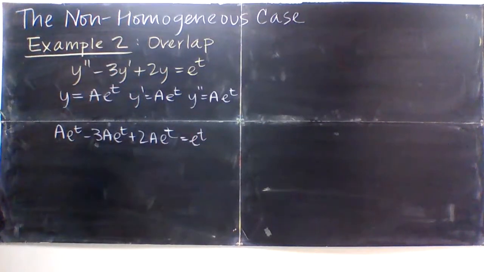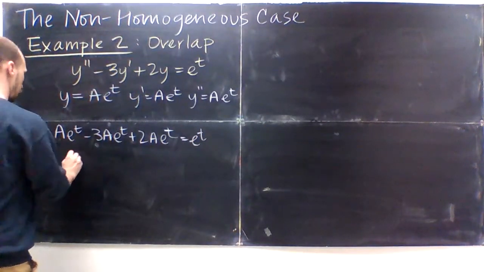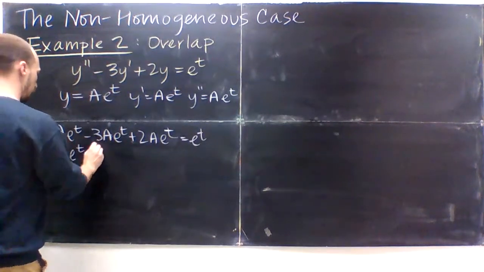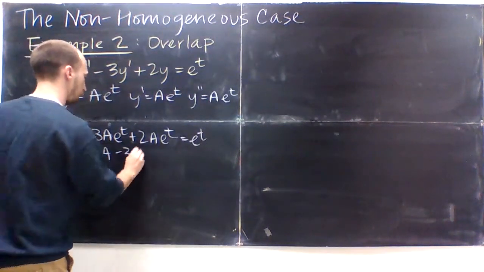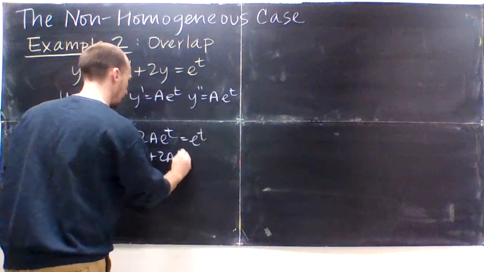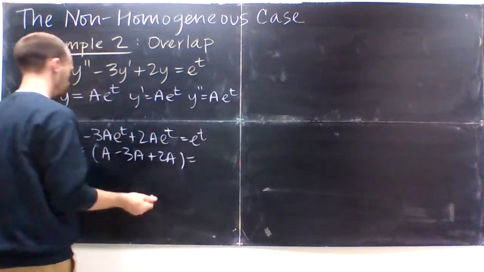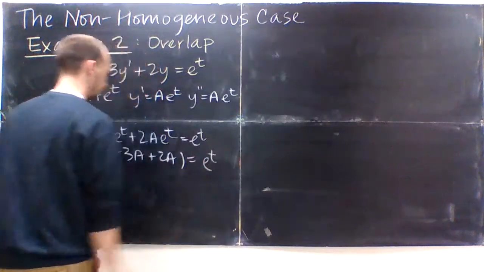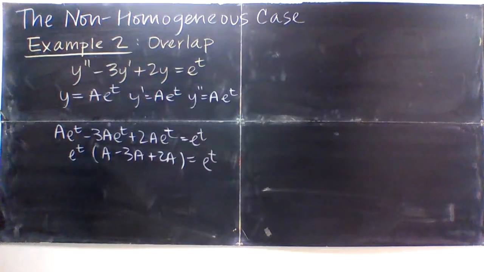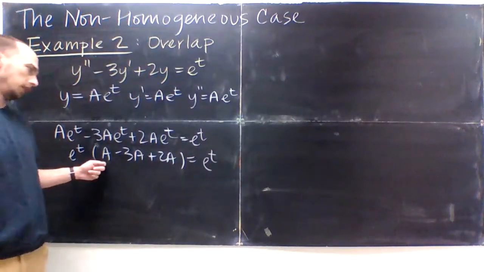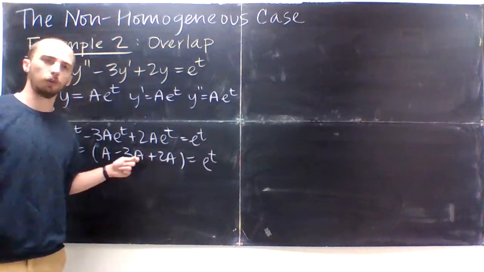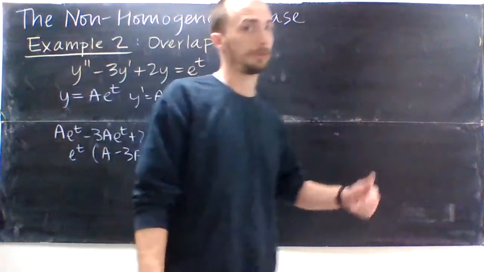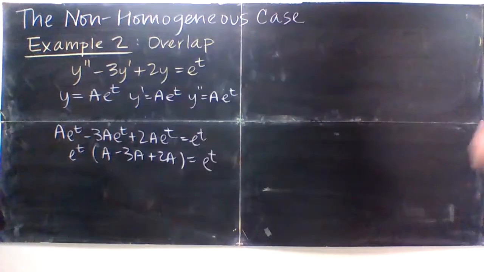And if I factor out the e to the t's, I'll have a minus 3a plus 2a equaling, well, e to the t. And so really what I need here is 0 to equal 1. It's like, oh man, this doesn't look good. This is bad. Okay, so what am I going to do?